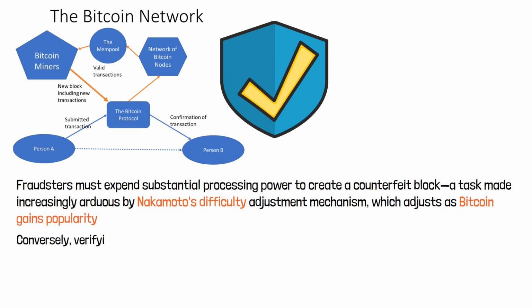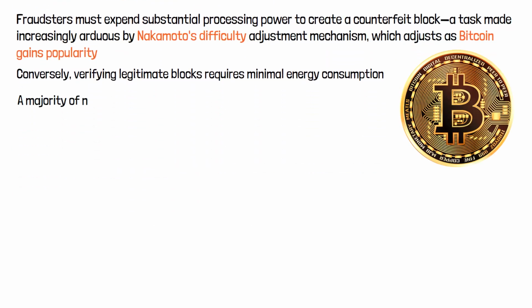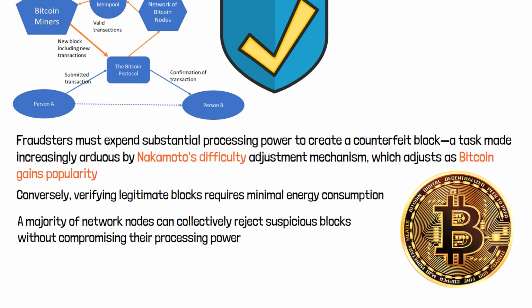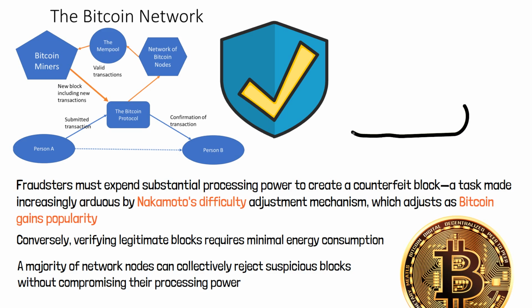Conversely, verifying legitimate blocks requires minimal energy consumption. Thus, a majority of network nodes can collectively reject suspicious blocks without compromising their processing power. This built-in fail-safe effectively tilts the odds against fraudulent activities.